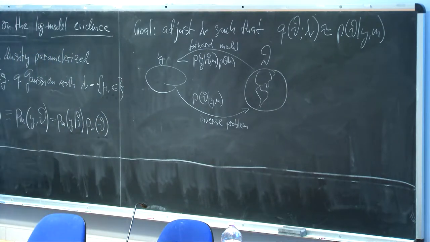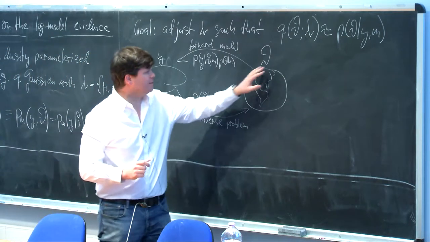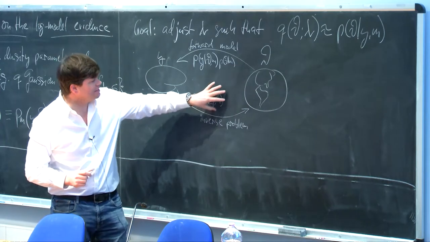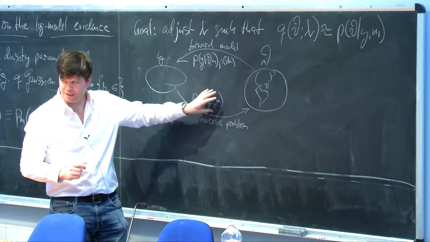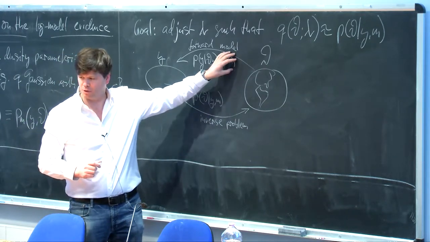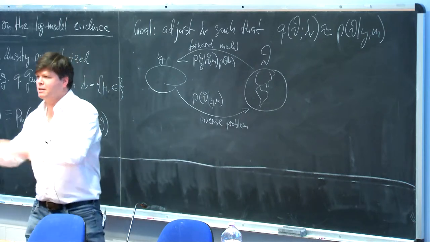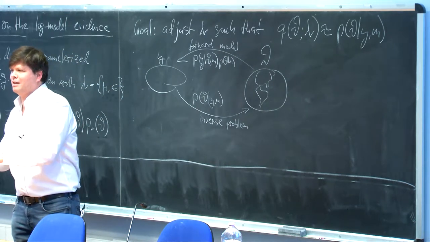The short answer is no, because theta is the reality out there. So this distribution over theta is a probability distribution, and this distribution is different from the prior distribution. But theta is theta is theta. Theta is the external reality.